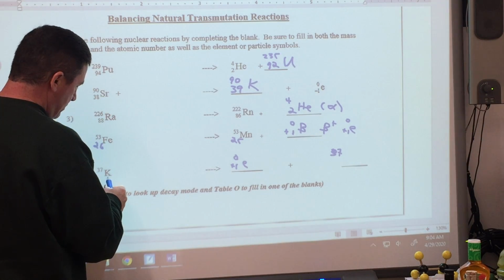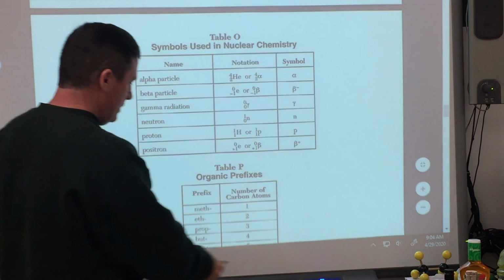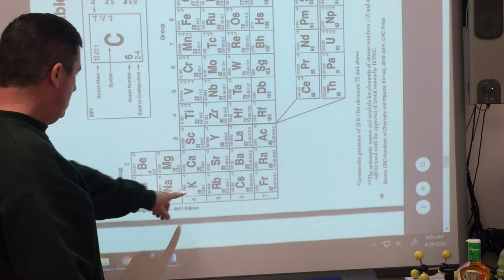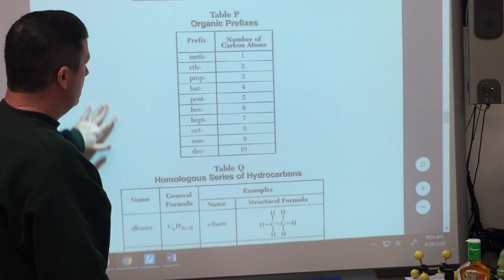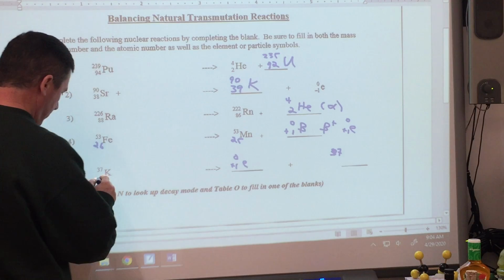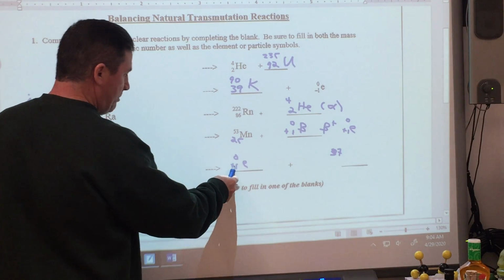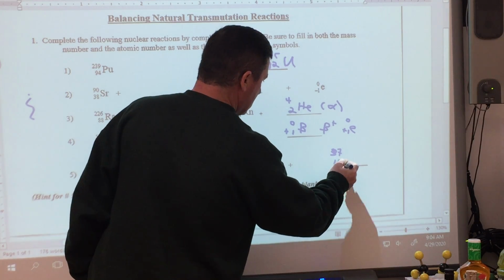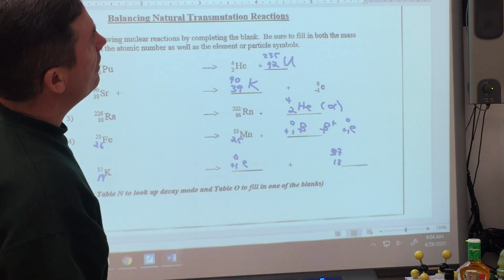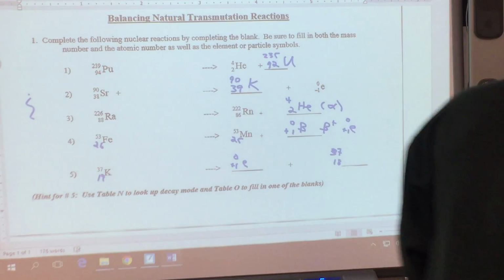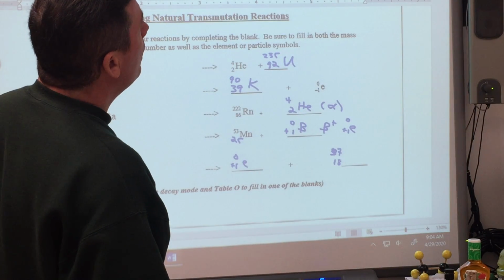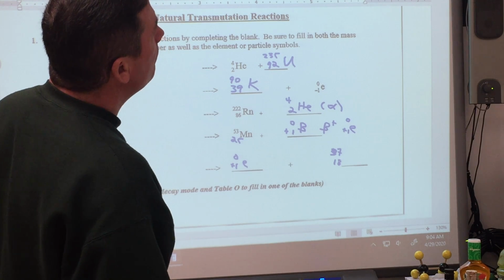And let's look up potassium. Potassium is, I believe, 19. 19 is correct. So it's potassium 19. So if that's 19 and that's a positive 1, this must have to be 18, because 18 and 1 is 19. So what's 18? 18 up there is going to be argon. Okay?